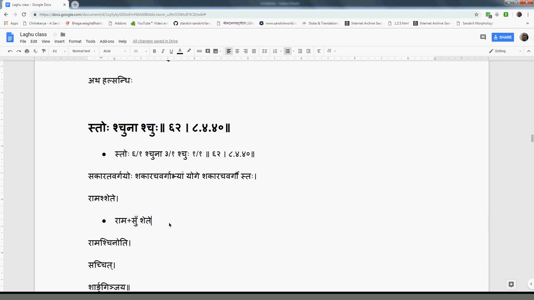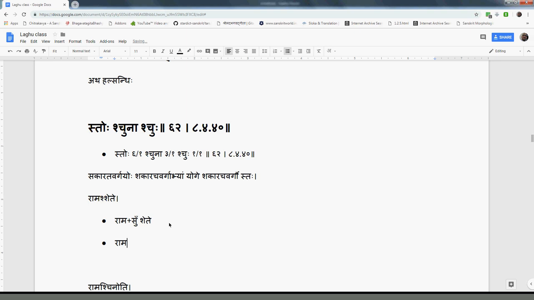Okay, let's start here. Rama plus Su, Prathama Ekavachana, Shete. And we don't care how Shete is derived right now. It means what? Shin Dhatu. He sleeps. So Rama sleeps. Here Shete is Bhave Prayoga. Rama Shete. And Rama plus Su will become what?